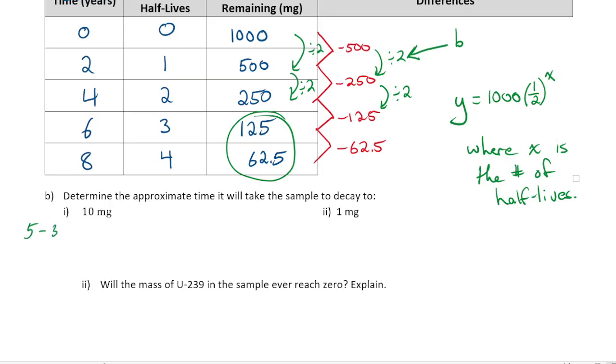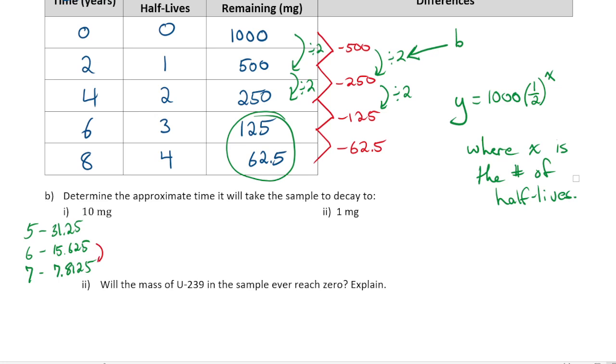It'll be 31.25. After 6 half-lives, so divided by 2 again, it'll be about 15.625 milligrams. Divided by 2 again. And after 7 half-lives, it'll be 7.8125. So when will it be 10 milligrams?